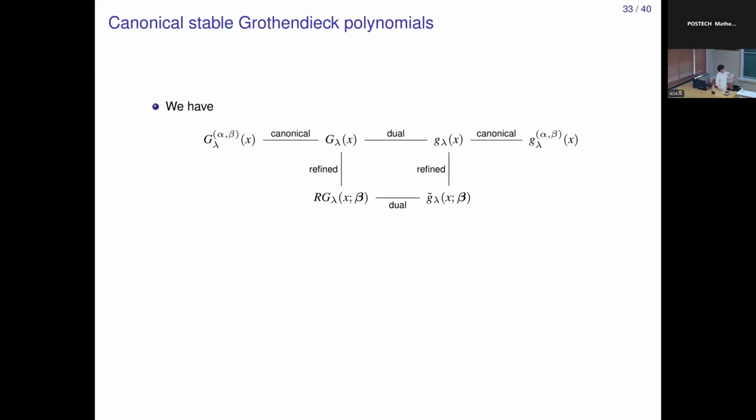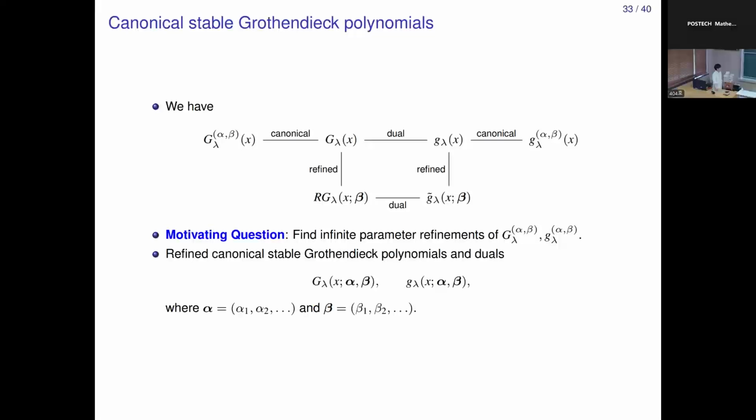Okay? And this has infinitely many variables, beta and beta. So our motivation was, can we generalize this to infinitely many variables, alpha, beta, so that we have something over here that generalizes everything? That was our motivation. So we defined refined canonical stable Grothendieck polynomials here.